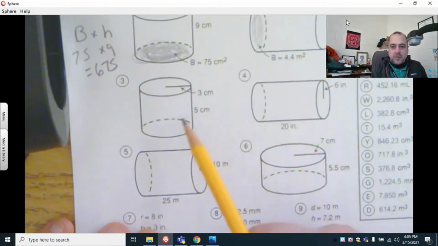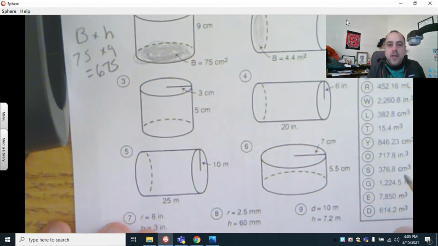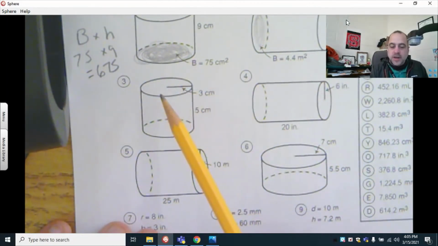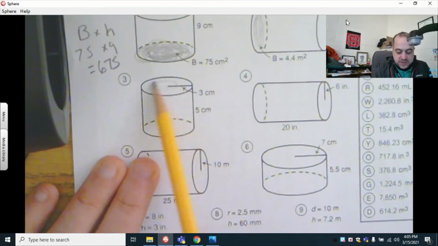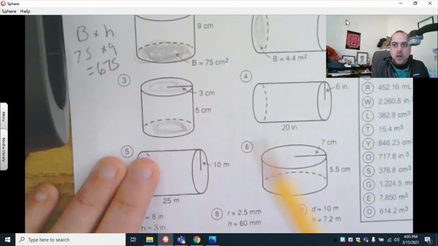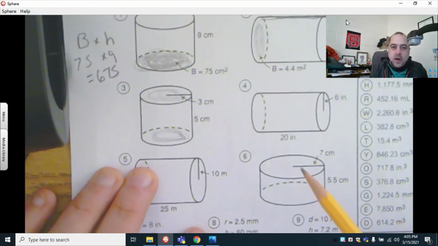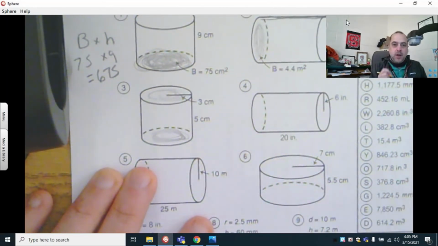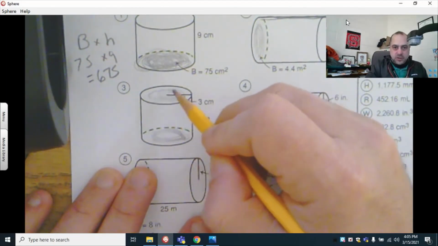Now let's do a little bit of the harder ones though. On these problems, it does not tell you what the area of the base is. It just gives you the radius. So look, isn't this a circle? This is a circle, right? The bases are circles. We have to find the area. In this one, it already did the area for us. In this one, you have to find the area of this circle.